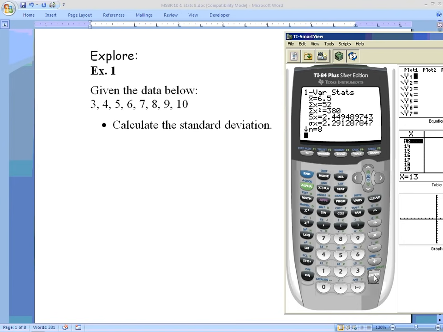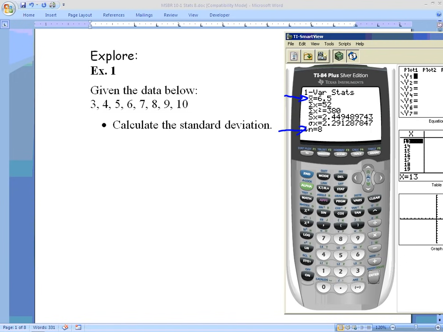And this gives us our one variable stats. Now you'll notice the mean that I had found earlier of 6.5 is there. You'll also notice the n value. So the mean is right here, 6.5. The n value of 8, meaning there were 8 terms. I used that in my formula as well.